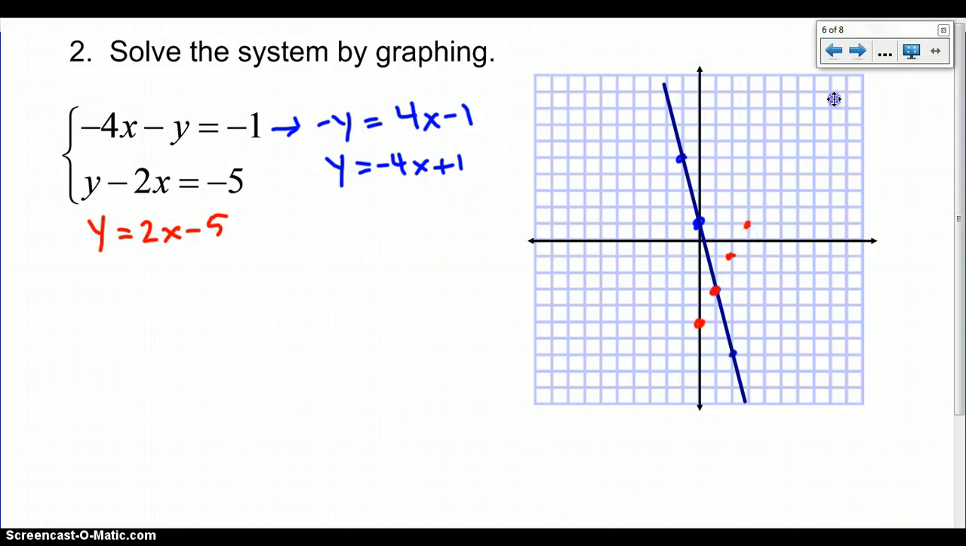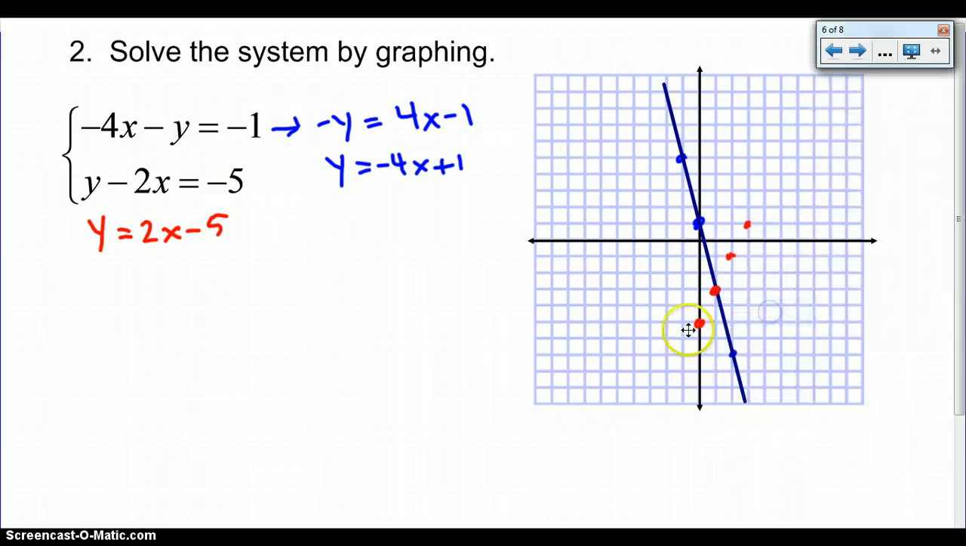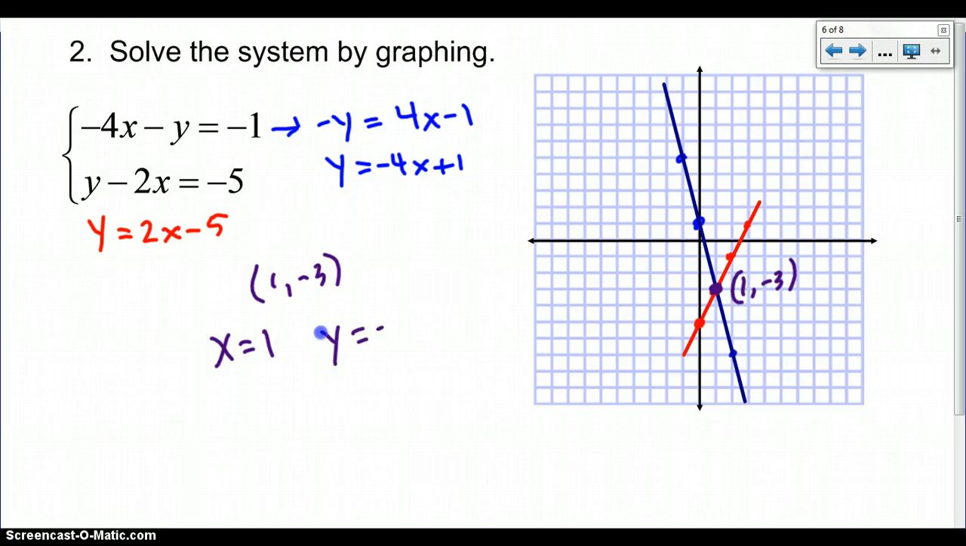Now, what I've noticed is right away, I found the point I was looking for, the point where the two lines intersect. It's this point right here at 1, -3. So we would write our solution probably as an ordered pair like this, 1, -3. You do have the option of writing x equals 1 and y equals -3. Again, my preference is the ordered pair, but there's nothing wrong with writing what x and y equal individually.